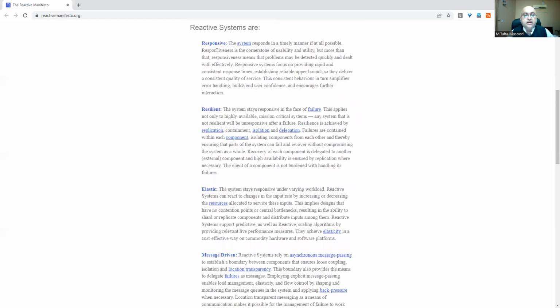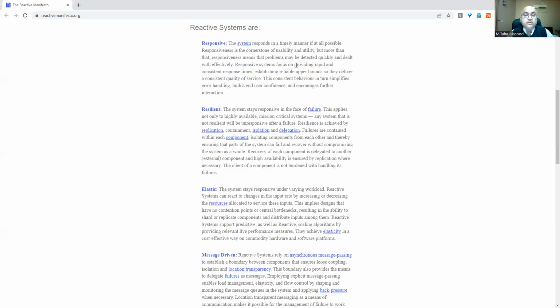So reactive systems are responsive. What exactly is a responsive system? The name gives a hint, but let's see the definition and discuss. The system responds in a timely manner if at all possible. Okay, plain and simple. Responsiveness is the cornerstone of usability and utility. But more than that, responsiveness means that problems may be detected quickly, and dealt with effectively. Okay.